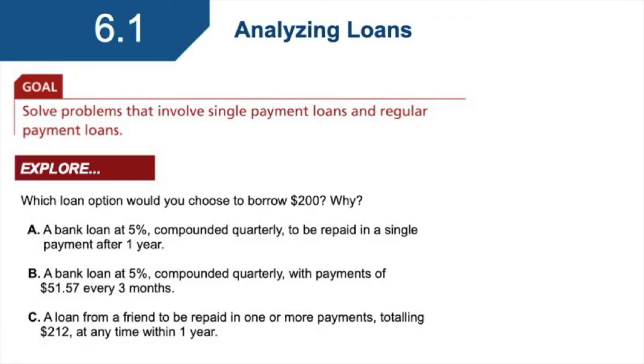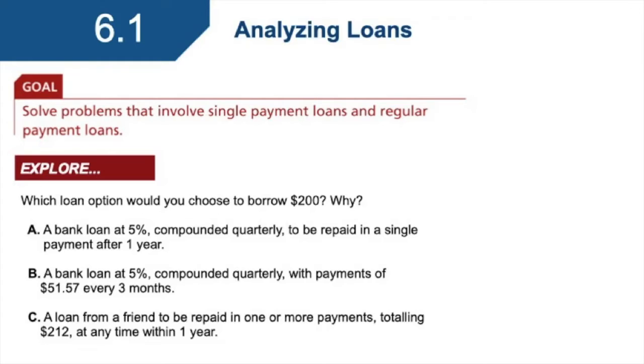So here we have three options listed to borrow $200. A bank loan at 5% interest means the bank charges you 5% interest. They compound it quarterly to be repaid in a single payment after 1 year. Option B, a bank loan at 5% compounded quarterly, but now they're asking for payments of $51.57 every 3 months. Or asking your friend for a loan to be repaid in one or more payments totaling $212 at any time within 1 year.